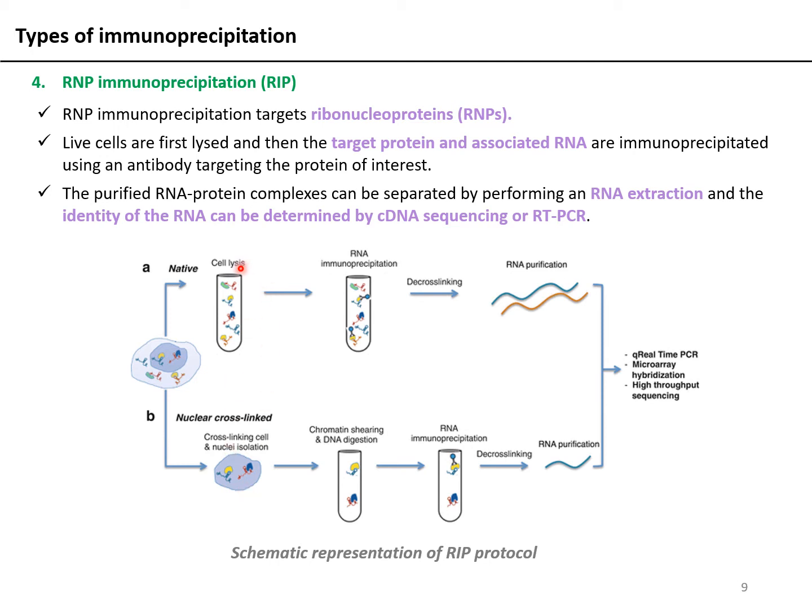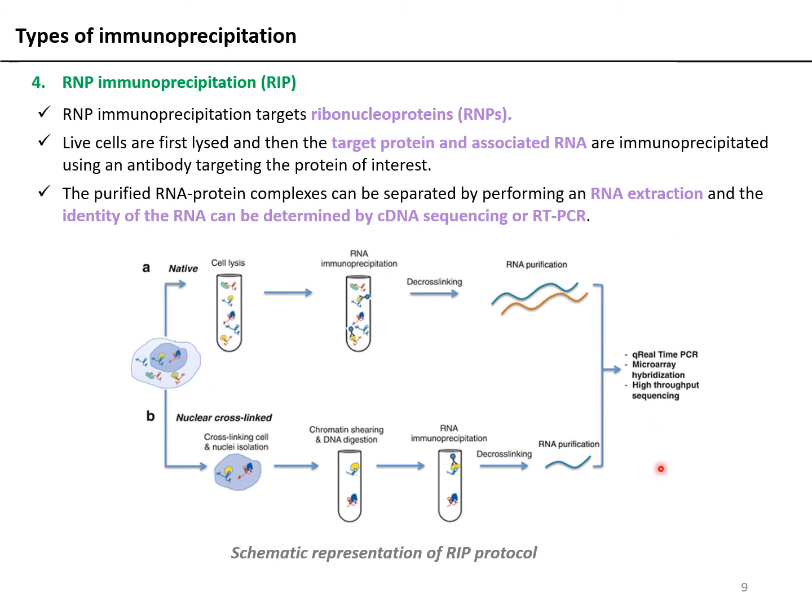So the difference between the two, or what would be one advantage of one over the other, is that in case of nuclear cross-linking, you only get to identify protein-RNA interactions that are occurring in the nucleus. But as you know, RNA doesn't only reside in the nucleus, you have RNA in the cytoplasm as well. Messenger RNA is always going to the cytoplasm. So if you want to find out the interaction between any RNA and protein occurring in the cytoplasm, in that case, you go for this native RIP.